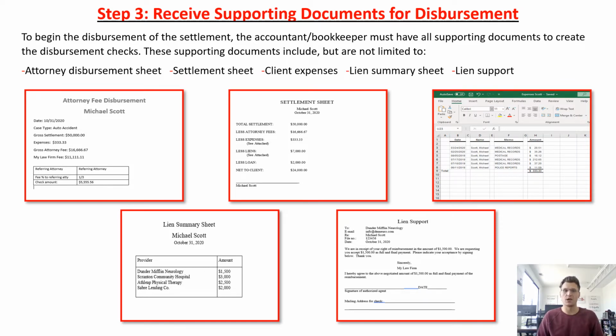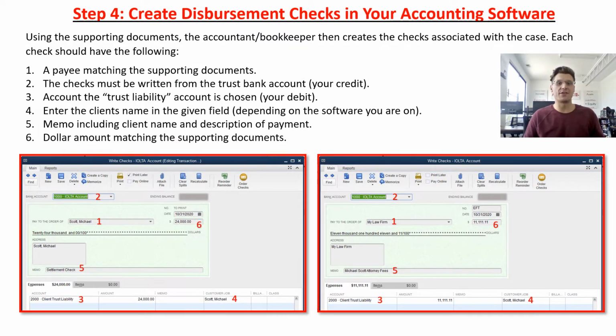Fourth is a lien summary sheet. If you have multiple liens that we're paying out, it's nice to have a summary of those liens. And then fifth is the actual lien support, right? This is something that you would get from the hospital, or from a specialist like a physical therapist. So this is an example of some of the supporting documents that you will want for the disbursement process.